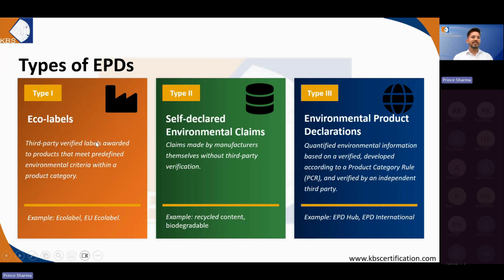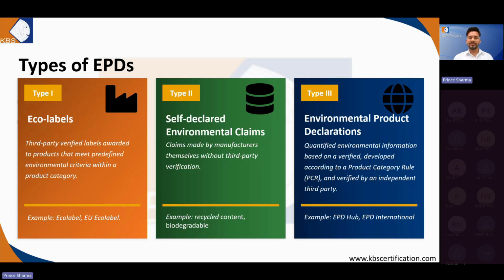So this is the very type of the eco label, type 1 EPD, which we call eco level. If we talk about the examples of the type 1 EPDs, there are green eco level, green pro, then green co, and EU eco level. So there are a lot of certifications that are in our surrounding and for the products.